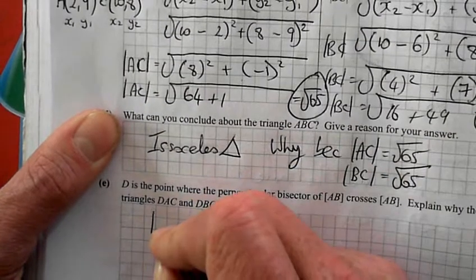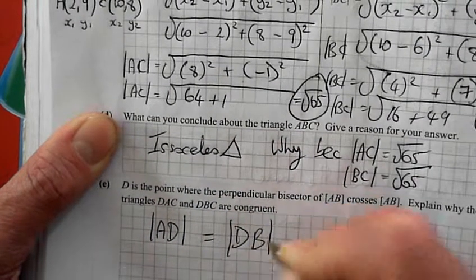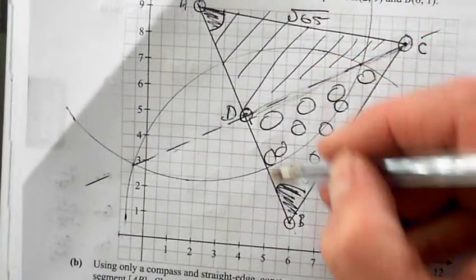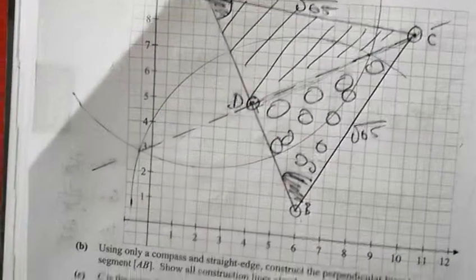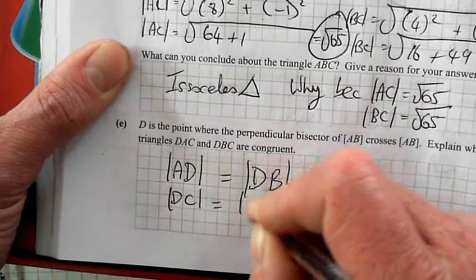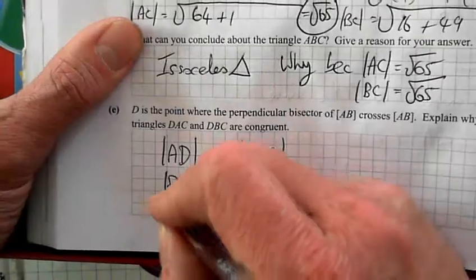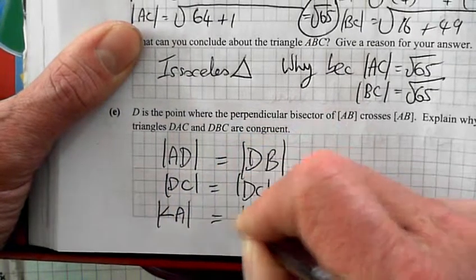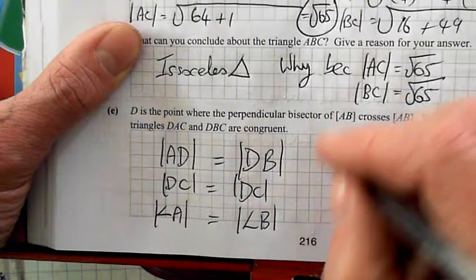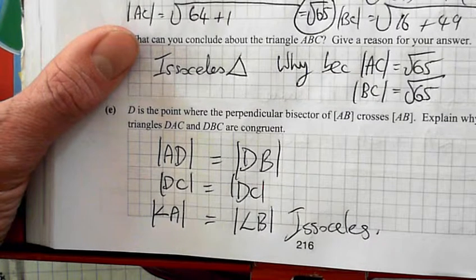So I'll just write it down. So the length of the line AD is equal to DB. Those two lines are the same because we bisected that line. We cut it in two. Right, DC is common to both triangles. So the way you write that down is you write DC is equal to DC, both triangles. And then you can say that angle A is the same as angle B because it's isosceles. That's the reason. Triangle. Three things in common.